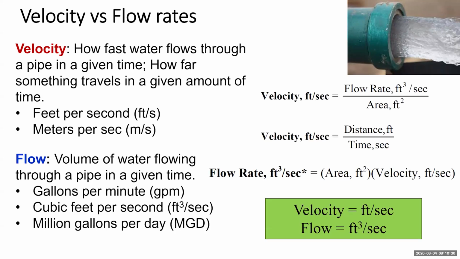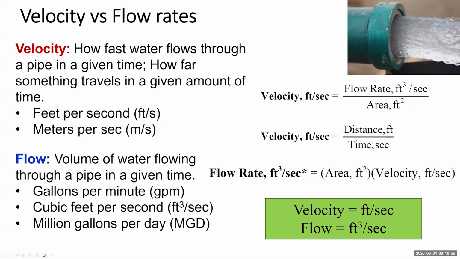And then if you think about it, velocity in feet per second, well, to get that, there's a couple of calculations that you can use. So you can use flow rate, which we're talking about here also, divided by the area of the pipe. That gives you feet per second. Or you can use distance divided by time. So that would be feet per second.